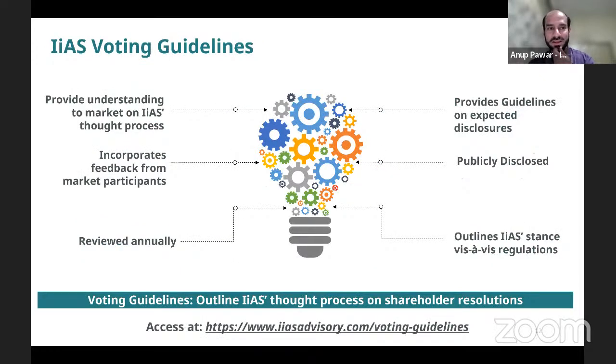So in summary, we have a well-defined thought process behind every resolution. It is all embedded in our voting guidelines. I would strongly urge any corporates or any one of you to go to our website. Again, it is in public domain. You don't need to pay. There's no access fee to it. We want to make all of our research and thought processes public. So you can access it at that link. Obviously, we'll share this PPT at the end so you can have a look.